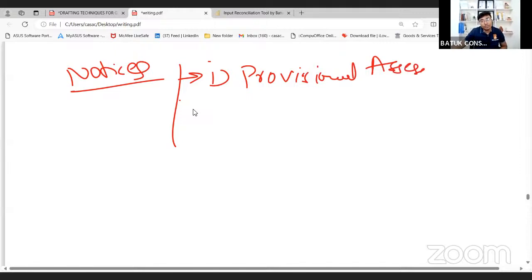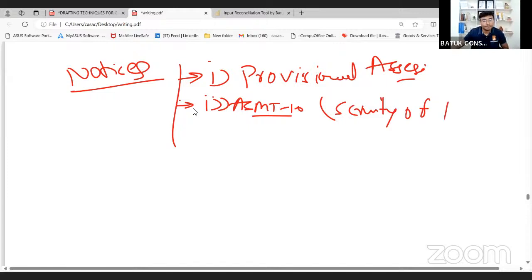In this session, I am not going to discuss the definition of provisional assessment. I am just going to discuss the segment where notices are issued and orders are prepared by the departmental authority. First is provisional assessment. Second, which is most important, is ASMT-10. जैसे ही मैं ASMT 10 बोलता हूँ ना, आपको समझ गया होगा. जैसे ही मैंने ASMT 10 बोला, आपको समझ गया होगा कि सचिन is talking about the scrutiny of returns.